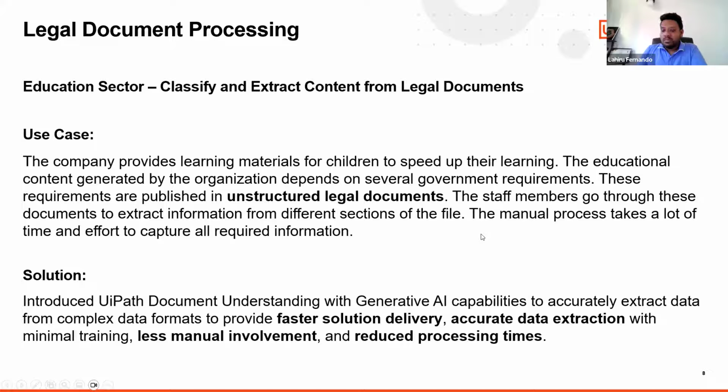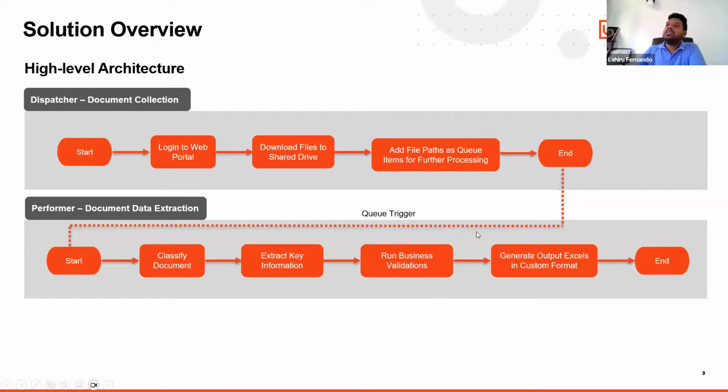I don't have a video to show you because it's a bit internal, but at a high level, the flow looks like this. We had two different workflow solutions. One is a general dispatcher solution where you go into a web portal, look for the information, and download the files into a specific location. Then we load that information, basically the file path to keep it simple, into an Orchestrator queue. Why do we put it into an Orchestrator queue? Because we like to process the document understanding part separately as a separate job.